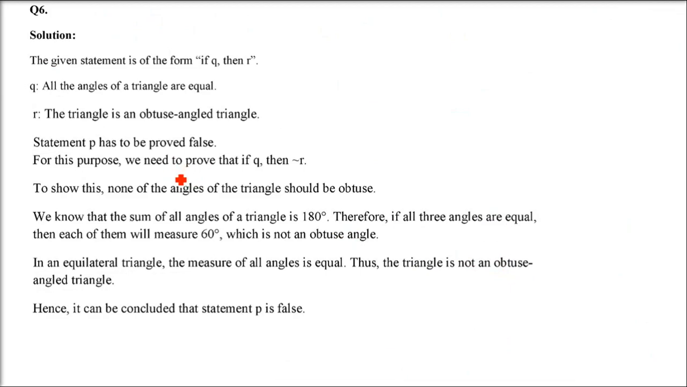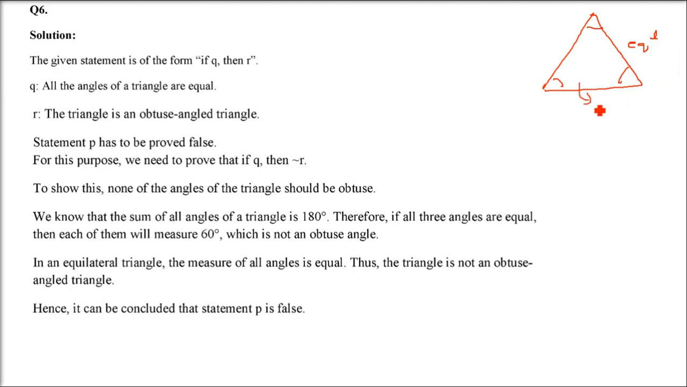Now coming to question number 6. By giving a counter example, show that the following statement is not true. Counter example you have to give. So if all the angles of a triangle are equal, then the triangle is an obtuse angle triangle. So just assume something and contradict yourself. This is what we have to show by counter example.